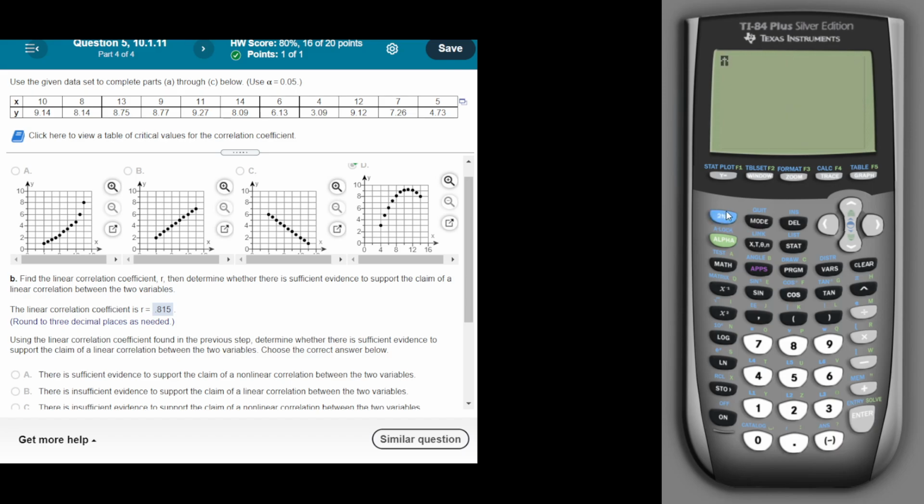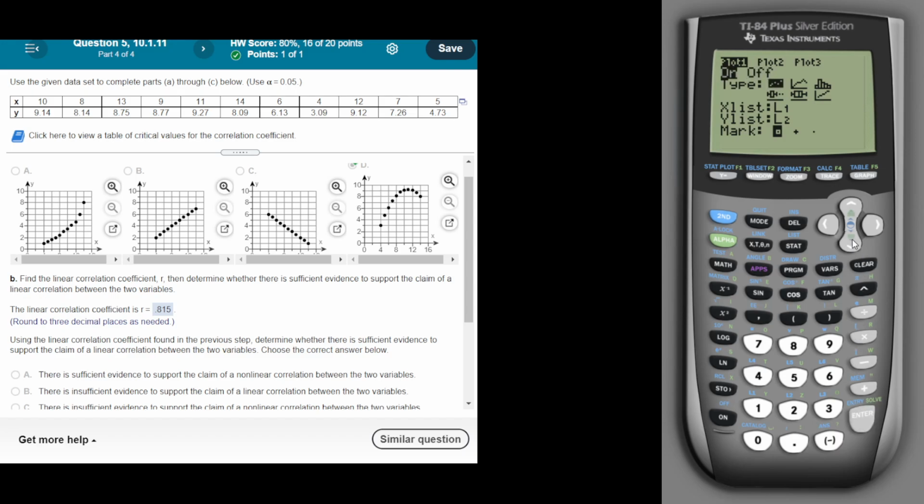You hit second and you click right up here. It says stat plot. Go ahead and click on that. And you end up with this little menu. For number 1, we want to turn that on. So let's hit enter. And we're going to hit the on button. So you see we have on and off. So we want to click on.